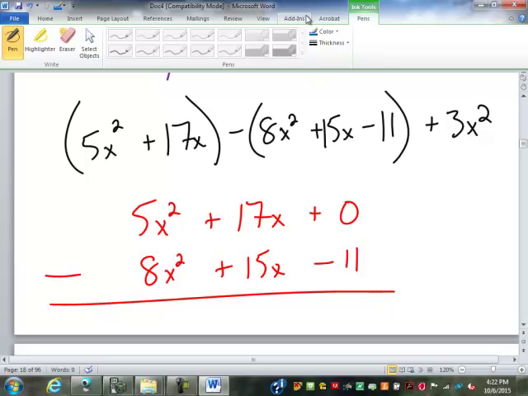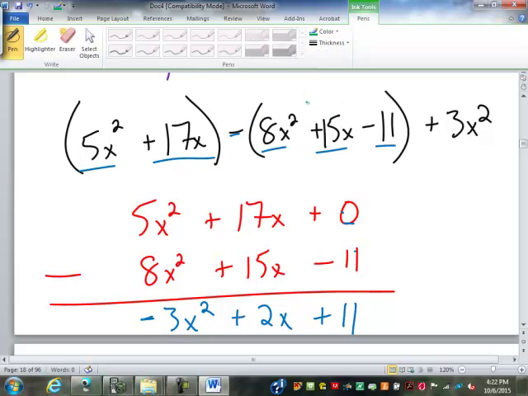So our first step here, we're going to add the 5x squared plus 17x, and I put a plus 0 on here to fill in that 1's place. That's not going to add, we're going to subtract. We're going to subtract from that the 8x squared plus 15x minus 11. So 0 minus negative 11 is positive 11. 17x minus 15x is a positive 2x. 5x squared minus 8x squared is a negative 3x squared.